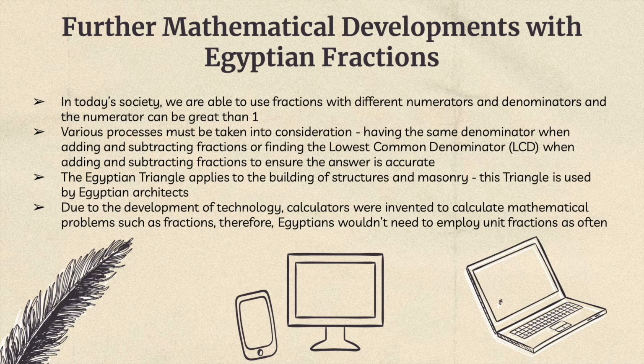The Egyptian triangle and its applications to the building of structures and masonry demonstrate how Egypt's mathematics are still relevant today. Along with other geometrical shapes, the triangle is used by Egyptian architects. Since calculators were created to calculate mathematical issues from fractions, Egyptians wouldn't need to employ unit fractions as frequently as they did before the emergence of technology.